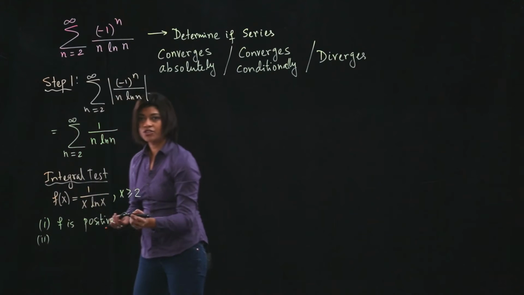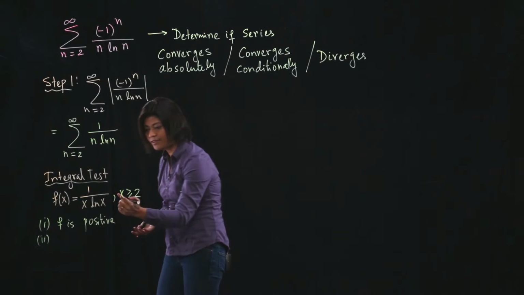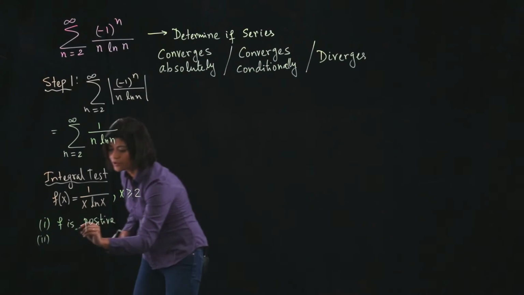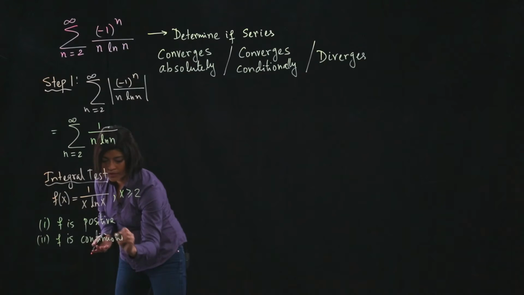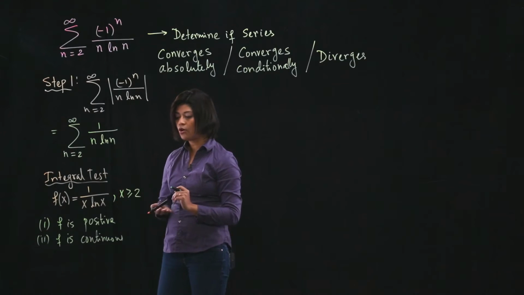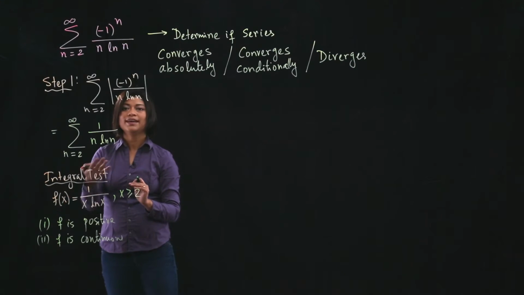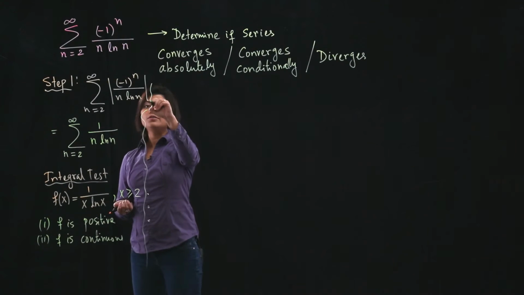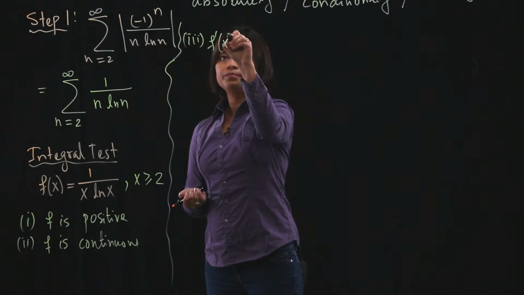Second, is the function continuous inside this interval for x greater than or equal to 2? Yes, even though things are in the denominator, it will never become 0 for x bigger than 2. So f is continuous. For the third property, we have to figure out if the function is decreasing or not. In order to do that, we can quickly take the derivative of the function and see if it's negative or not. So let's try that. For third, let's take the derivative of f.